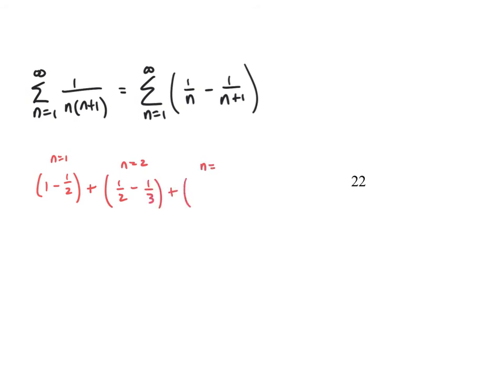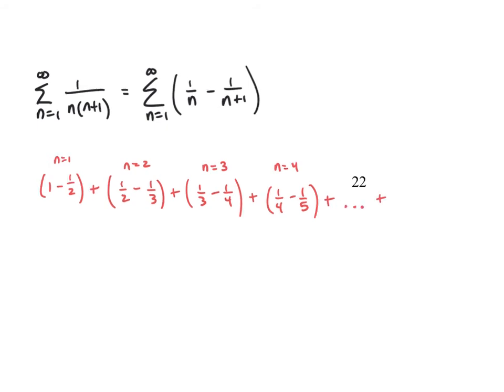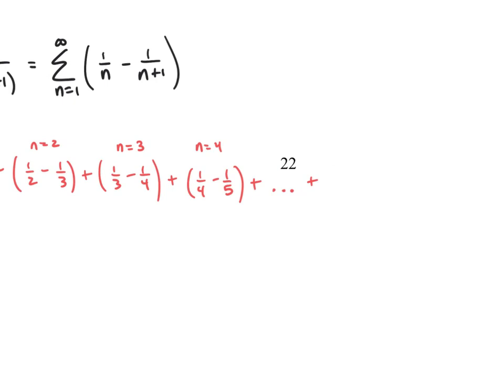If n is 3, I get 1 over 3 minus 1 over 4. If n is 4, I get 1 over 4 minus 1 over 5. And you can start to see that there's a pattern that forms. If this pattern continues, the nth term would be 1 over n minus 1 over n plus 1.